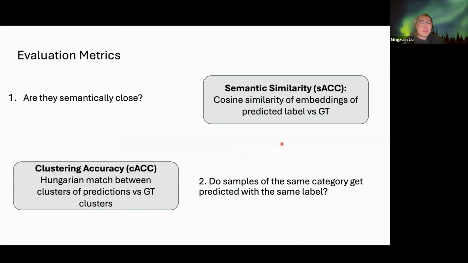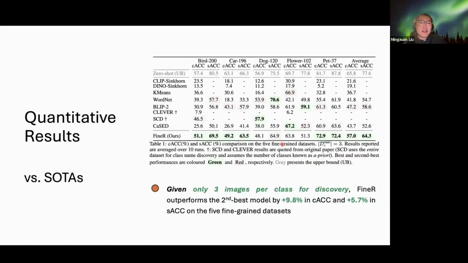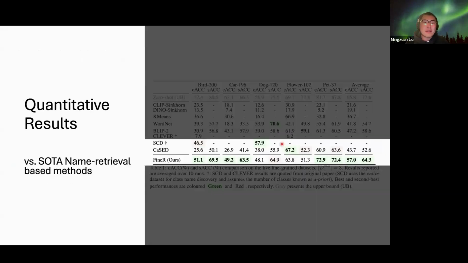And so there are some experiment results. Since our task is open-ended, because the reasoned category name might not be 100% the same as the ground truth, we use two metrics to evaluate our system: the semantic similarity and the clustering accuracy. As we can see here, given 3 images per class as the field observation, our method is able to yield quite satisfactory results across 5 fine-grained benchmarks like bird, car, and also flower and pets.